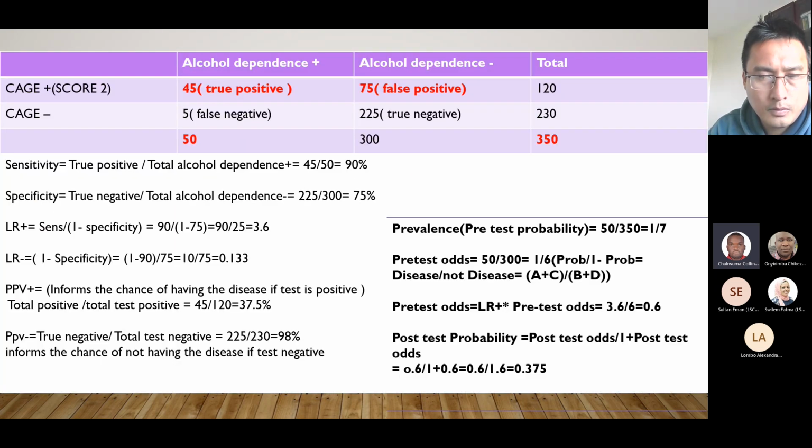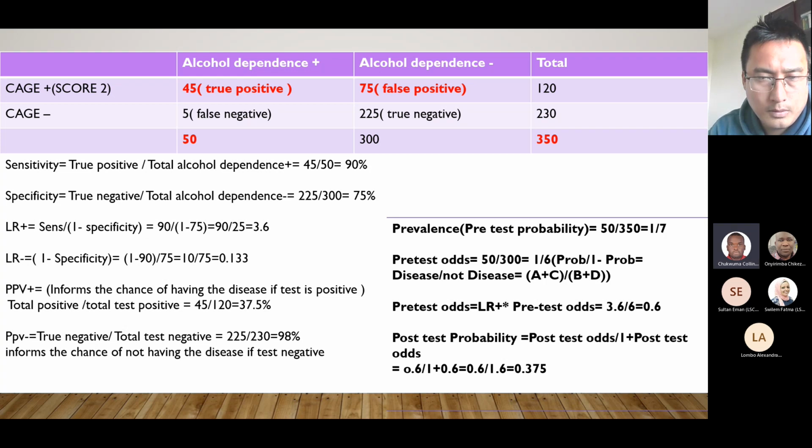Yeah. And then the question said 50 for the alcohol dependence part. I got a total of 50. And then for non-alcohol, I got a total of 300. And then because they said 45, we are positive. So what it means is A is 45. And then C will be, of course, 50 minus 45, which is 5.